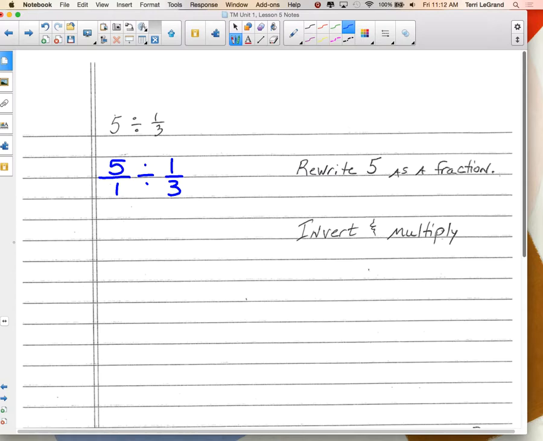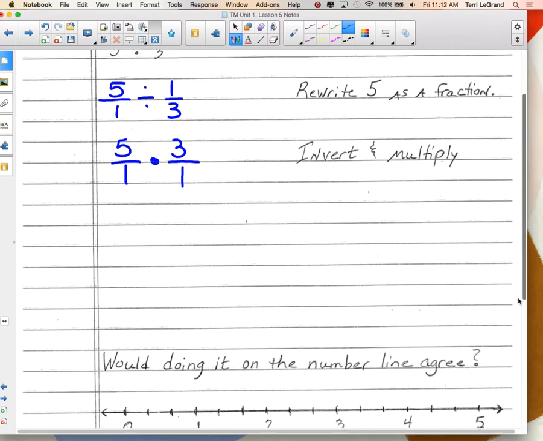Which one gets inverted? The 1/3, the one you're dividing by. So the one you're dividing into, that doesn't get inverted, and it doesn't stay as division anymore. We're going to change it to multiplication. We're going to invert 1/3. We're going to make it into 3 over 1.